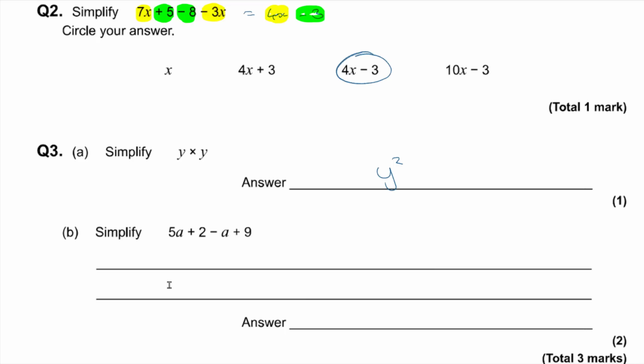Simplify 5a plus 2 minus a plus 9. Like terms are 5a and minus a, and I've got some more like terms in 2 and plus 9. So combining the 5a minus a, that's going to give me 4a. And combining the plus 2 plus 9, that's going to be plus 11 then, isn't it? Okay, so 4a plus 11, that's my final answer.